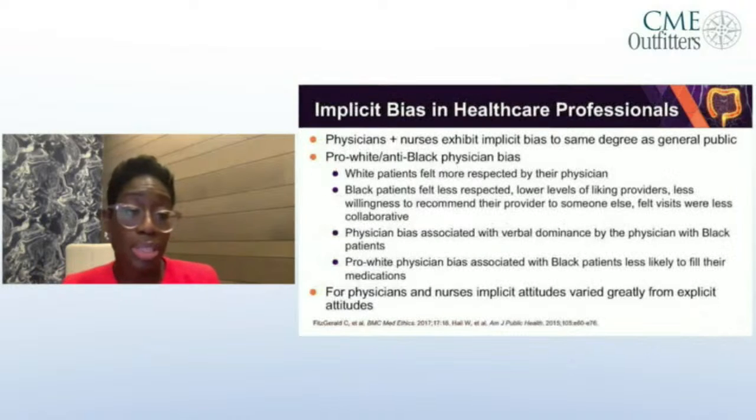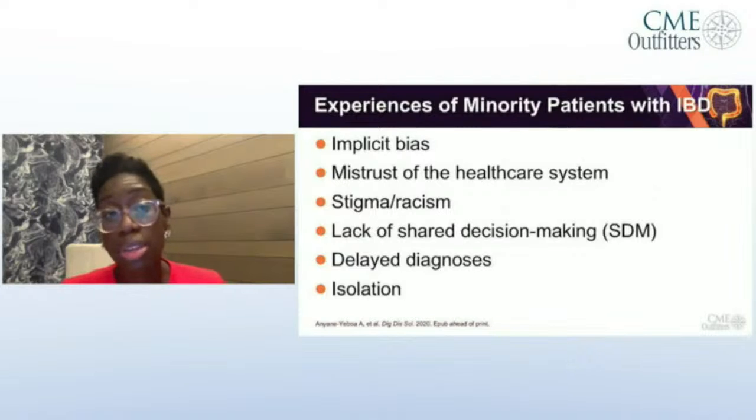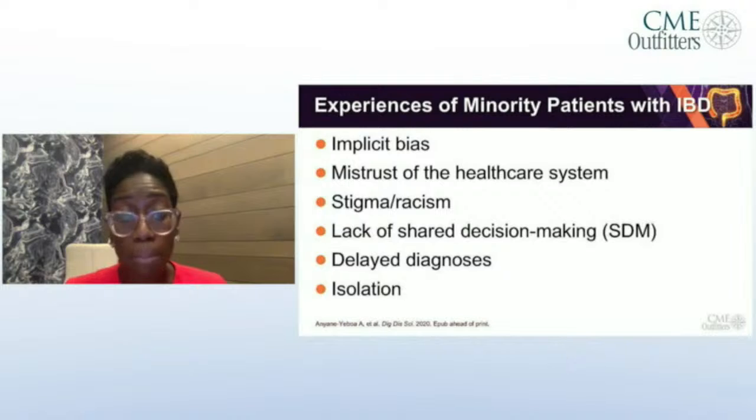They might also experience lack of shared decision-making. They might feel like their providers are speaking to them or at them or over them, but not necessarily with them. They might have delays in diagnoses where they're presenting over and over again with symptoms suggestive of IBD, but they're not receiving the appropriate workup. Or they might feel isolated. They might not know other people who have their disease. They might not know people who get them or who see them, who understand what they're going through. Right now, there are no patient support groups specifically for minority patients. Those can be real sources of support and encouragement and seeing people who understand what you're going through.